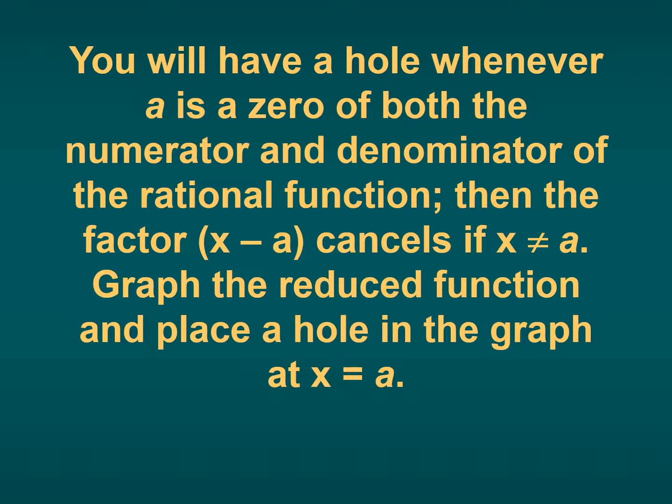Sometimes you have a hole in your graph, and the hole is a 0 of both the numerator and denominator. So if you have your polynomials factored in your numerator and your denominator, and you notice that two of the factors cancel, the a value in your factors is going to be where the hole is at. It's going to be at x equals a.